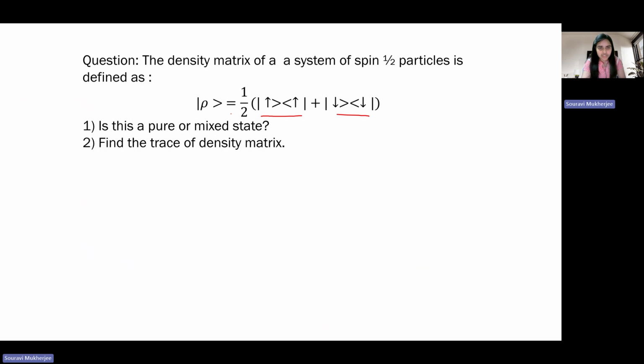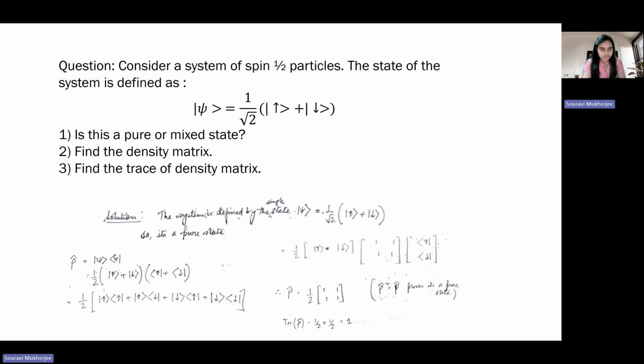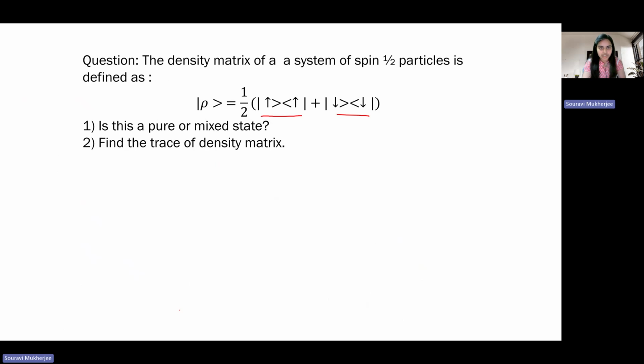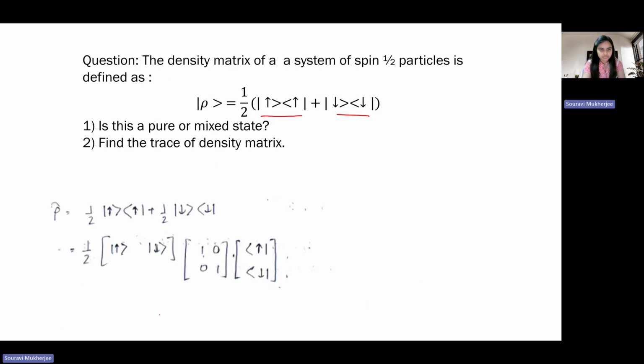So from here, you can try to write it. If you compare it with what we had here, with this kind of form, and try to write it in a matrix form, you would get something like this, right? Now here, this is your rho, and if you do rho square, you would see that rho square is not equal to rho. So it's not a pure state. Again, if you want to find the trace, it's nothing but the summation of the diagonal elements. So half plus half will give you 1. So understand the difference.